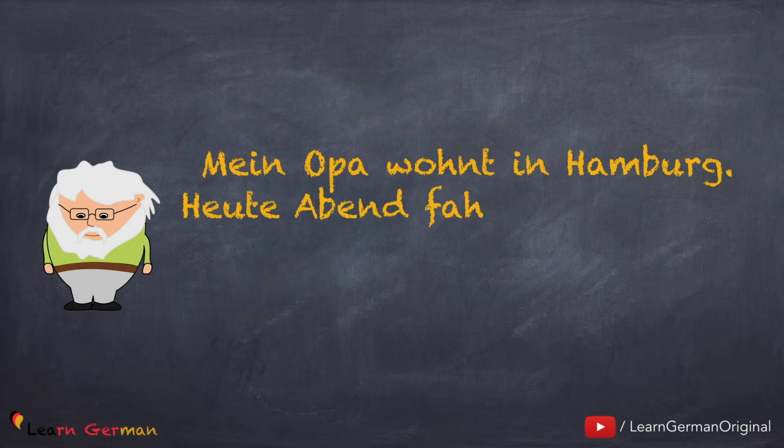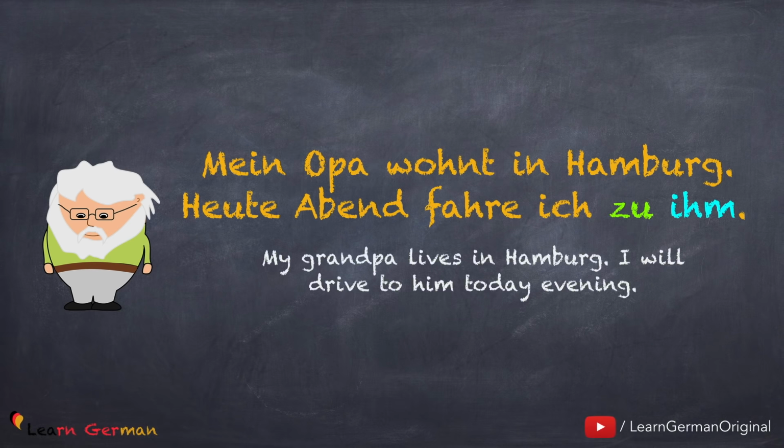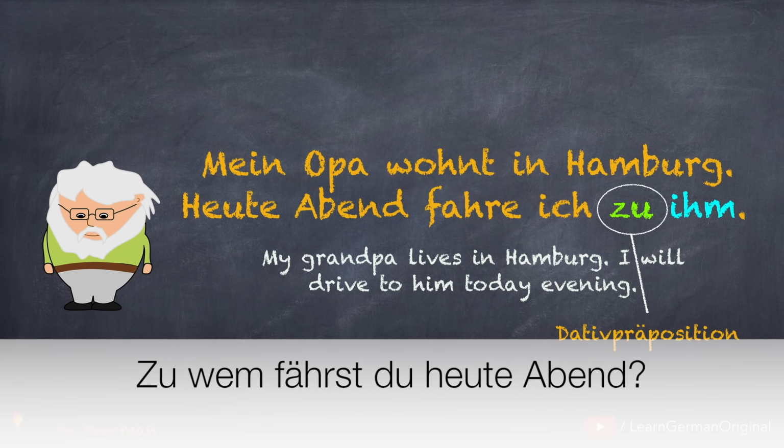Here's another example. Mein Opa wohnt in Hamburg. Heute Abend fahre ich zu ihm. Zu is also a dative preposition. Hence, you will use a personal pronoun in dative, that is, ihm. Here the question will be, zu wem fährst du heute Abend?